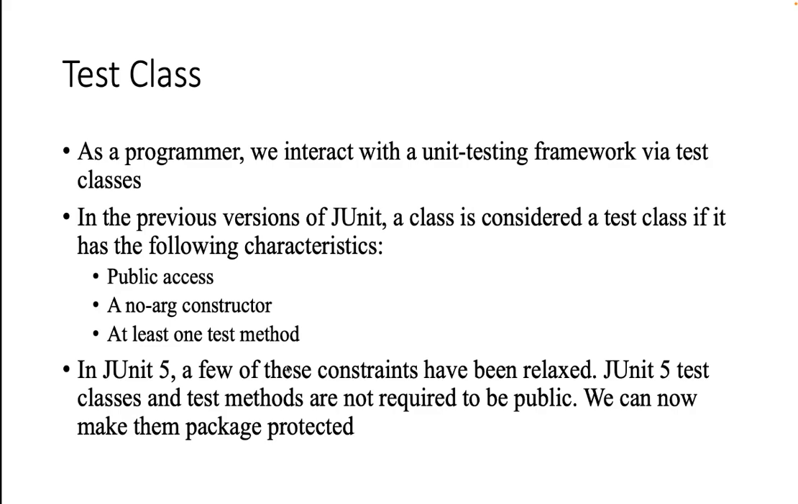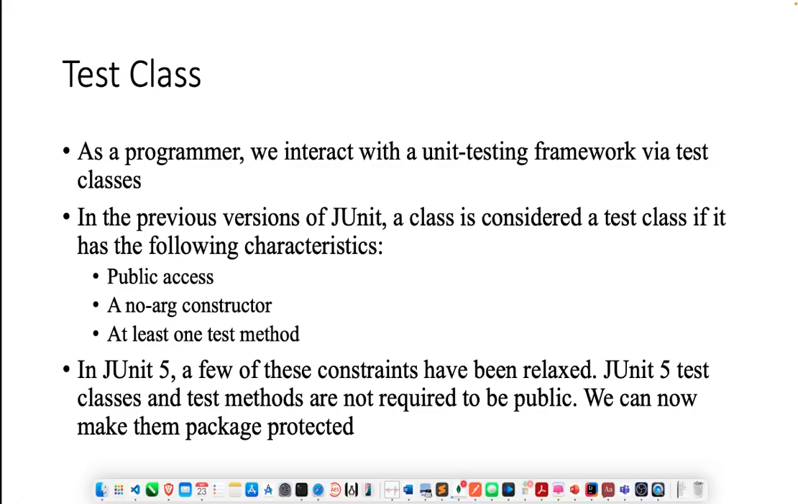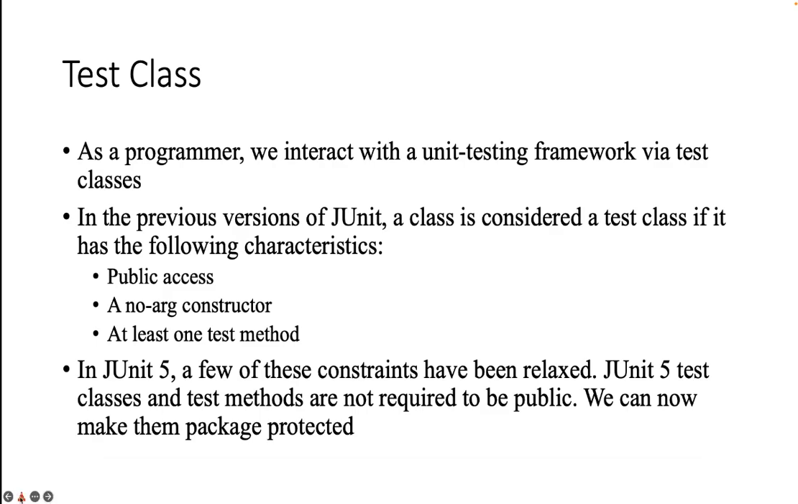That is, it should be public. You should define a no argument constructor, and there should be at least one test method. In the latest version, that is JUnit 5, some of these constraints have been relaxed.